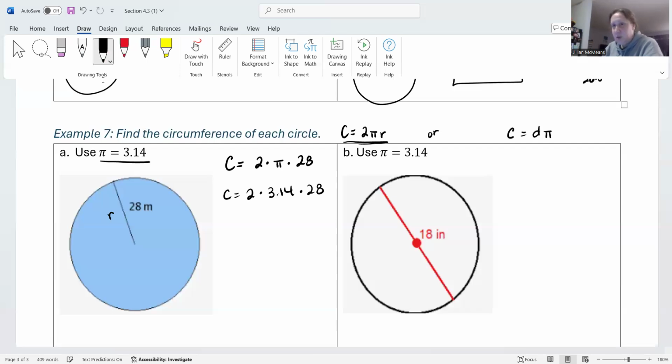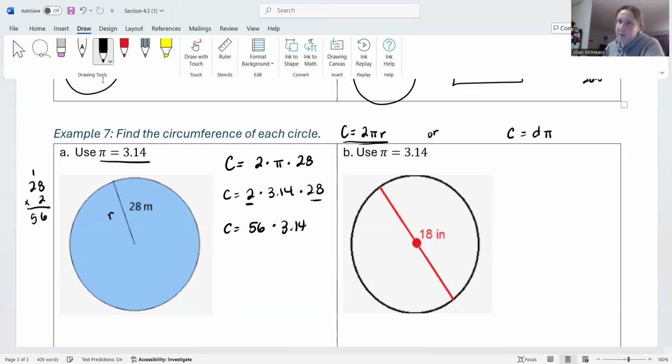Well, I'm going to start with doing the easy multiplication first. I have 2 times 28. That's going to be easier for me. So off to the side, I've got 28 times 2. Well, 2 times 8 is 16, so I keep a 6, I carry a 1. And then 2 times 2 is 4, plus 1 is 5. So this is really 56 times 3.14.